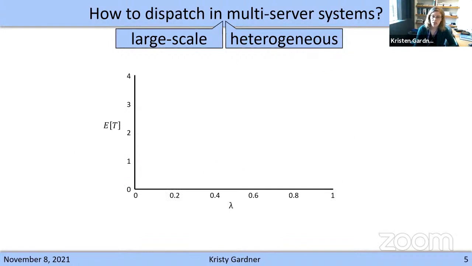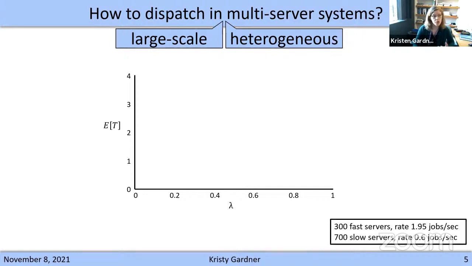So to think about this question of whether policies like JSQD are still a good idea in the heterogeneous setting, I want to look at some numerical results, and we're going to look at our mean response time as a function of lambda. This is going to be simulation results for a particular system setting where we have 300 fast servers and 700 slow servers.